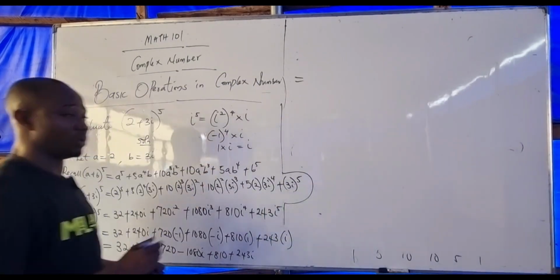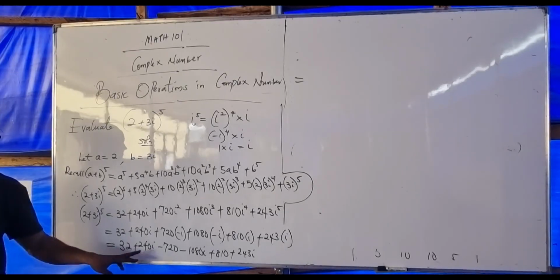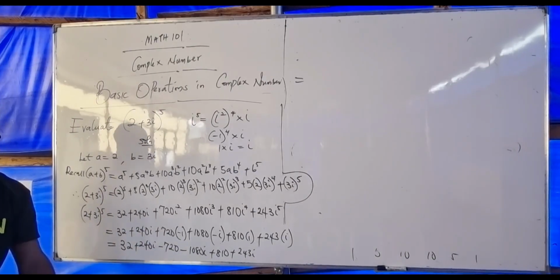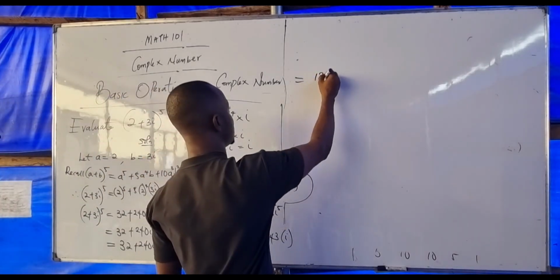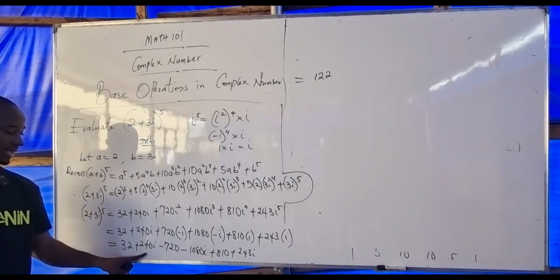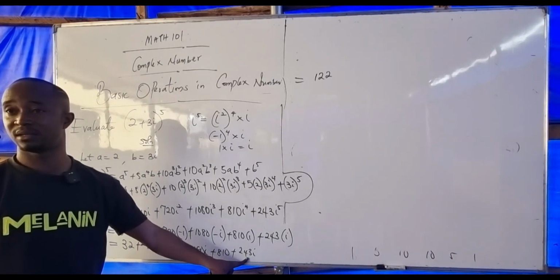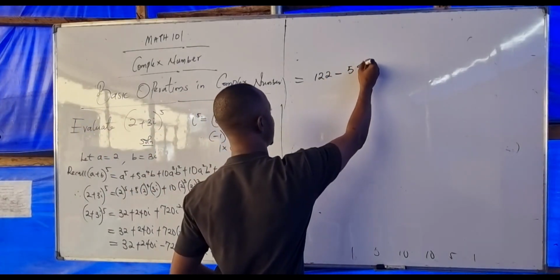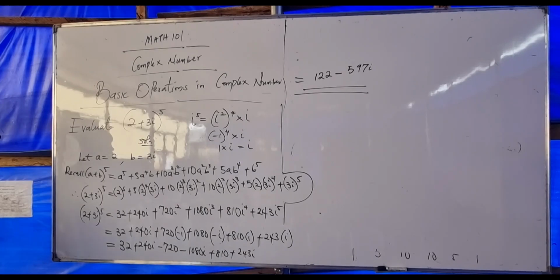Okay, let's add up the real numbers first. What are the real numbers here? 32 minus 720. What do you have? Then plus 810. 122. Okay. Then let's add up the imaginary. 240i minus 1080i plus 243i, minus 597i. Final answer. Now the next one we'll look at is what?